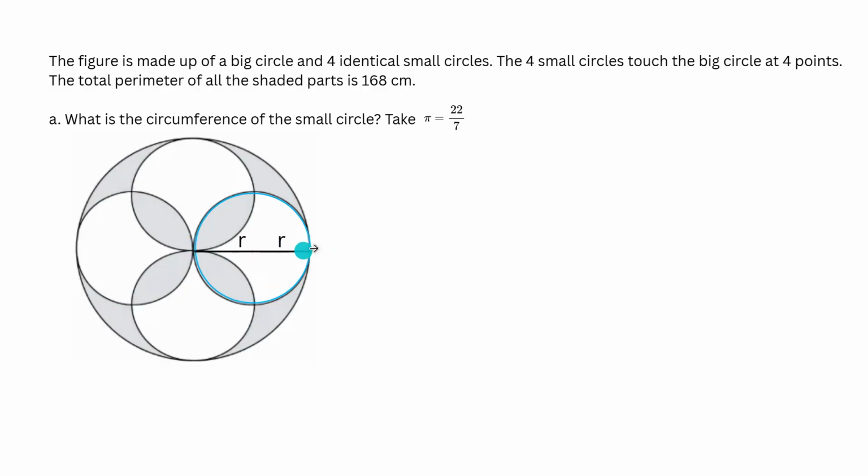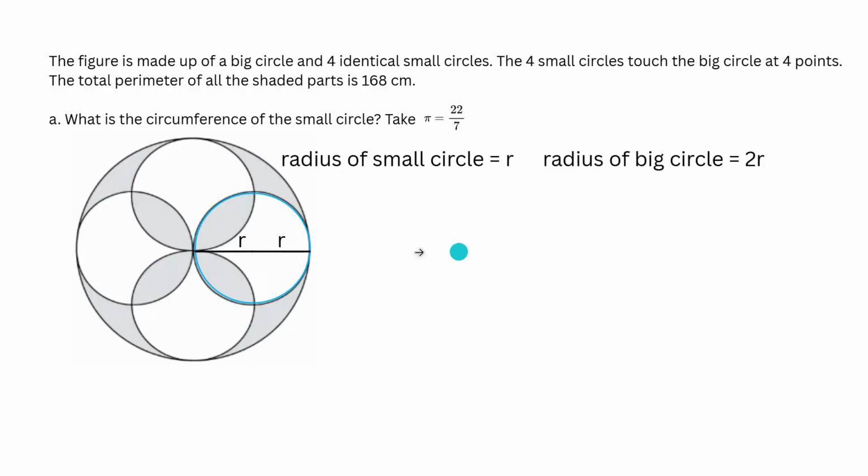But if I look at this whole thing here, this line here, in comparison with the big circle here, this line is the radius of the big circle. So from this we know that the radius of the small circle is just r, whereas the radius of this big circle is 2r. Now like this, I have another small circle here, a third circle here, and I have four such circles here.